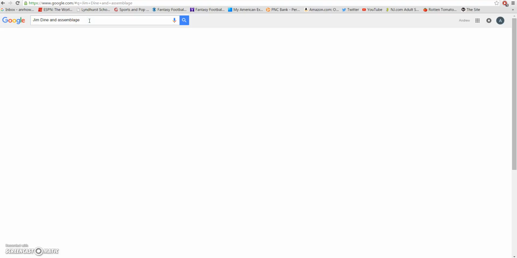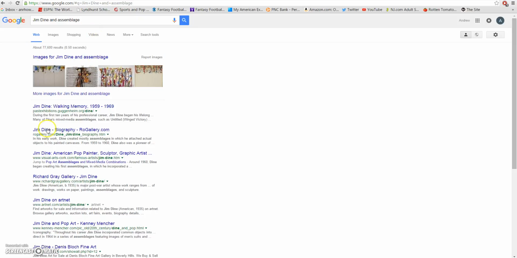What you're going to get when you click enter is you are going to get a lot of different resources that have the word Jim Dine in it, as well as the word assemblage in it. So each and every one of these will have both of those researching elements. And so you know that any information that you have will have Jim Dine and his assemblage information as an artist.